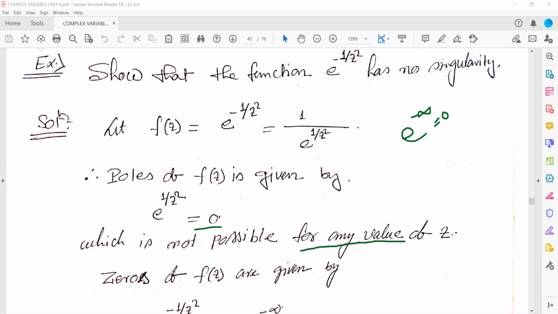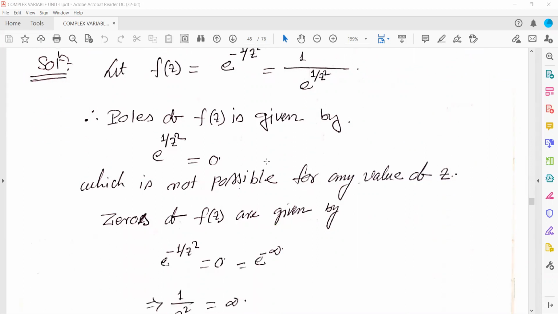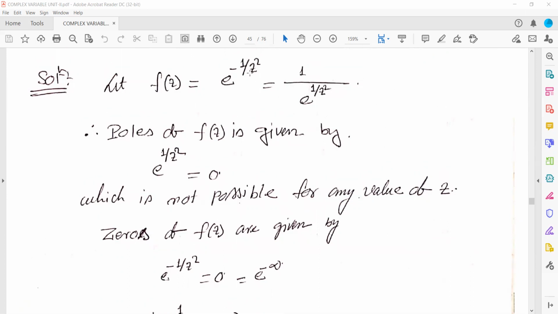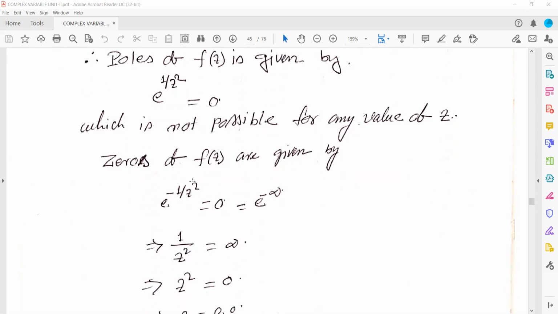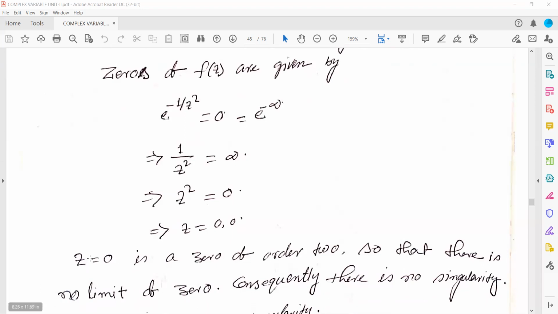Any value of z. And so zeros of f(z) are given by what? Zeros of f(z) are given by e^(-1/z²) = 0. And that is e to the power minus infinity. That means minus 1 upon z square equals minus infinity, so 1 upon z square equals infinity. And that means z square equals 0, and so z = 0. So z = 0 is a zero of order 2.